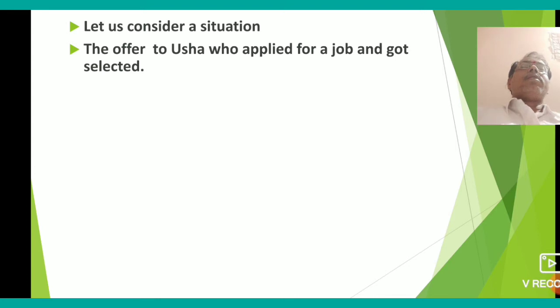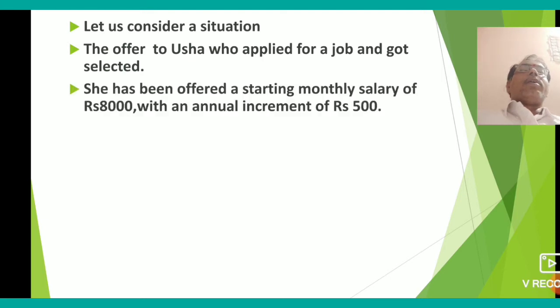They offer Usha, who applied for a job and got selected. Students, here also I am taking one job holder's situation. She has been offered a starting monthly salary of 8,000 with an annual increment of 500. That means her salary for every month is 8,000 and her annual increment is 500. That means every year she gets 500 more salary than the previous.